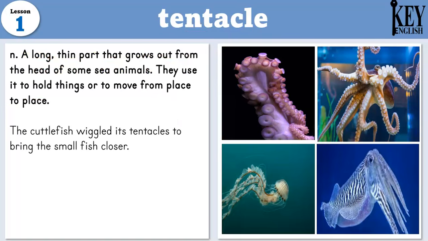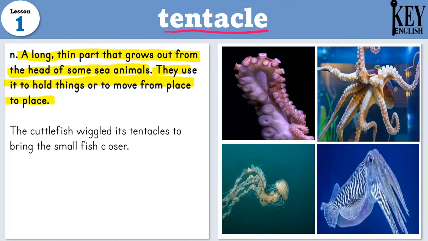Our next word is tentacle. A tentacle is a long, thin part that grows out from the head of some sea animals. They use it to hold things or to move from place to place. When you hear the word tentacle, maybe you think about an octopus or a squid, since they're famously known to have tentacles. But they're not the only marine animals that have tentacles.